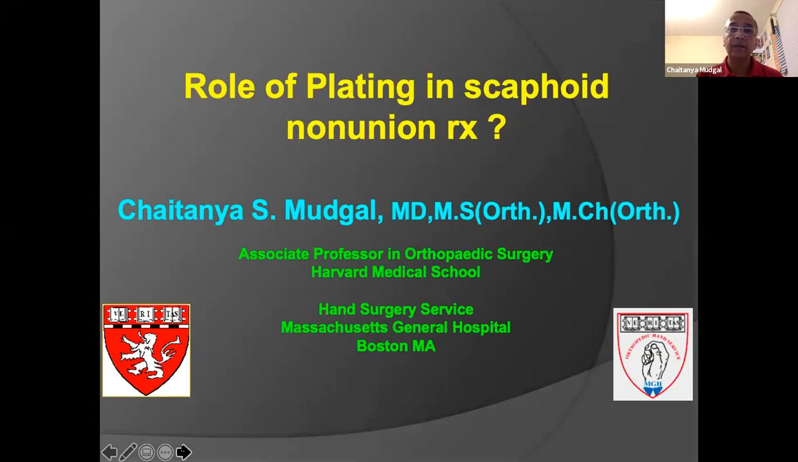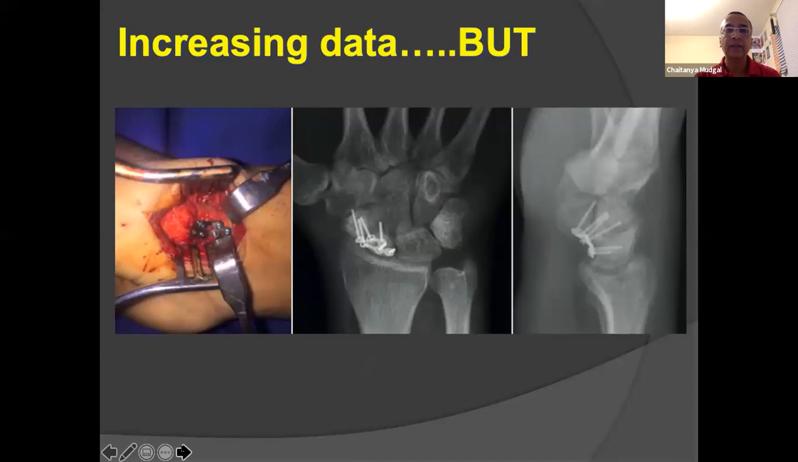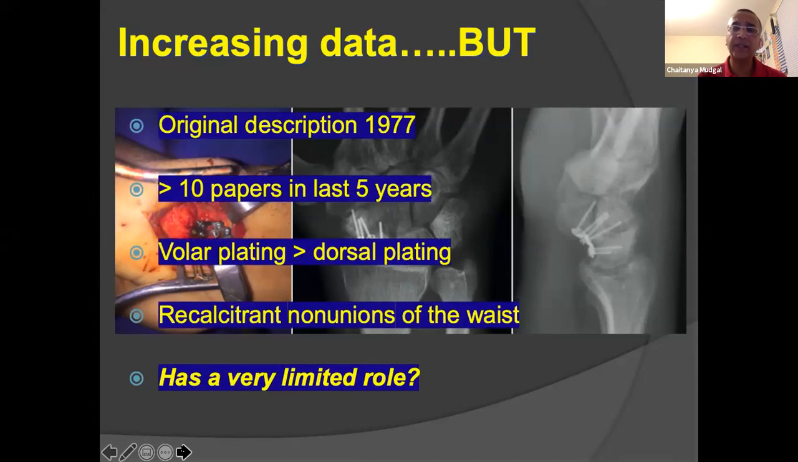Finally, plating of scaphoid non-unions is being bandied about a lot. There is increasing data to show that it can be used, but is it a really new idea? It was first described in 1977, and in the last 5 years, there have been more than 10 papers talking about the virtues of plating a scaphoid non-union. Volar plating has been advocated more than dorsal plating. Finally, it appears that people are settling on fixing scaphoid non-unions that have been operated before by plating them.